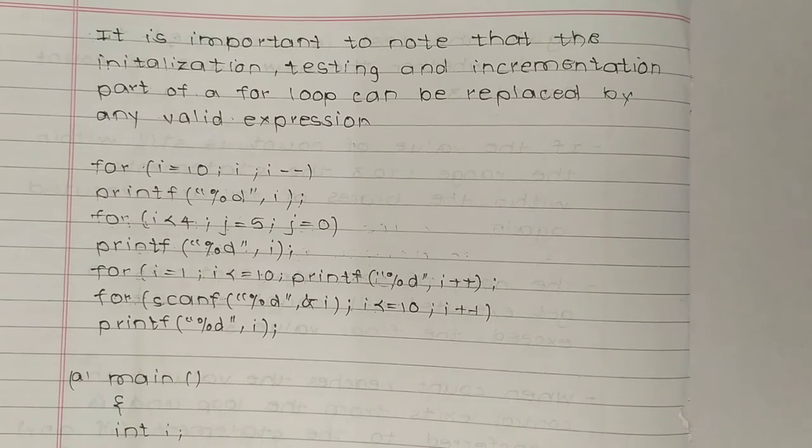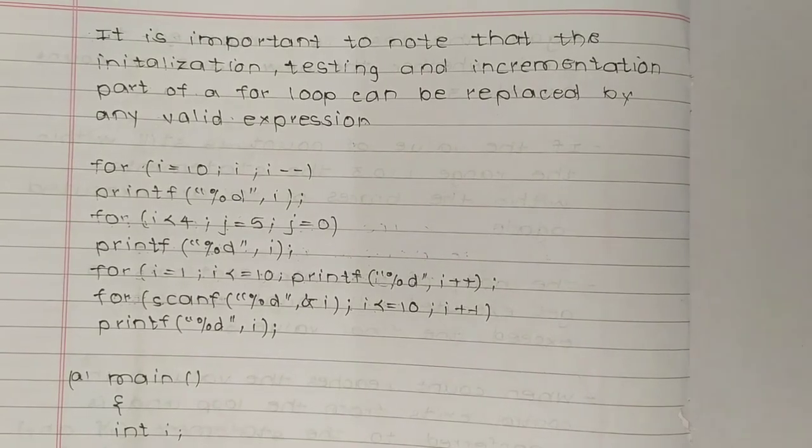That means here commas also are being used. Now for scanf("%d") and i <= 10, i++. printf("%d", i). So here that part is replaced. Now program A: main, int i, for i = 1, i <= 10, i = i + 1, printf("%d\n", i).